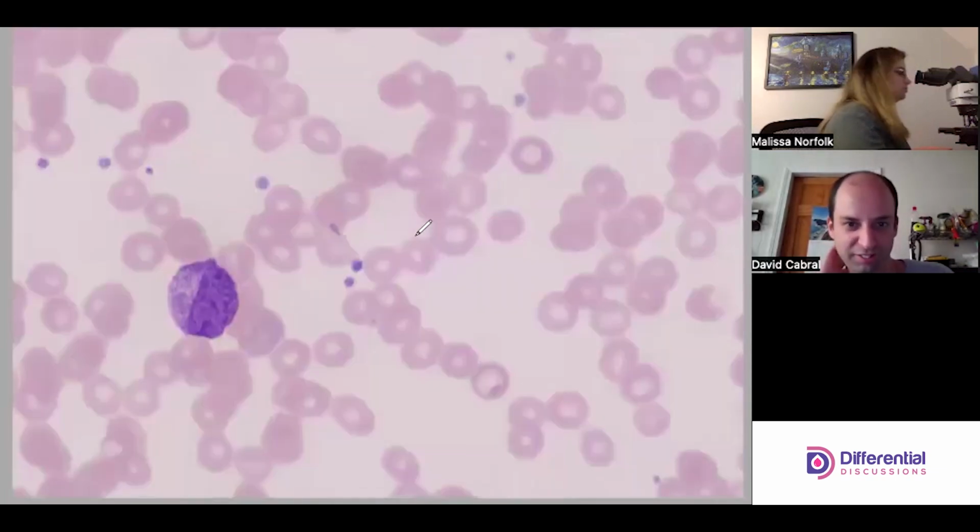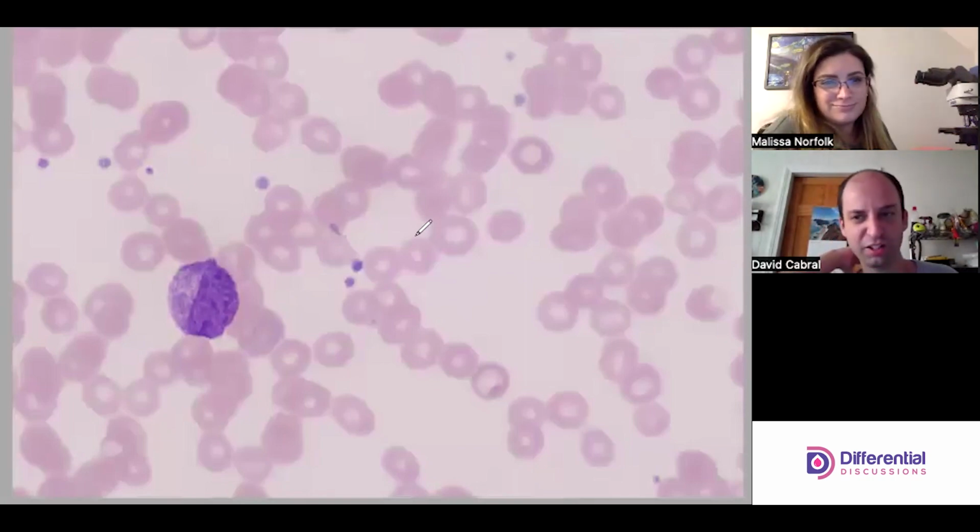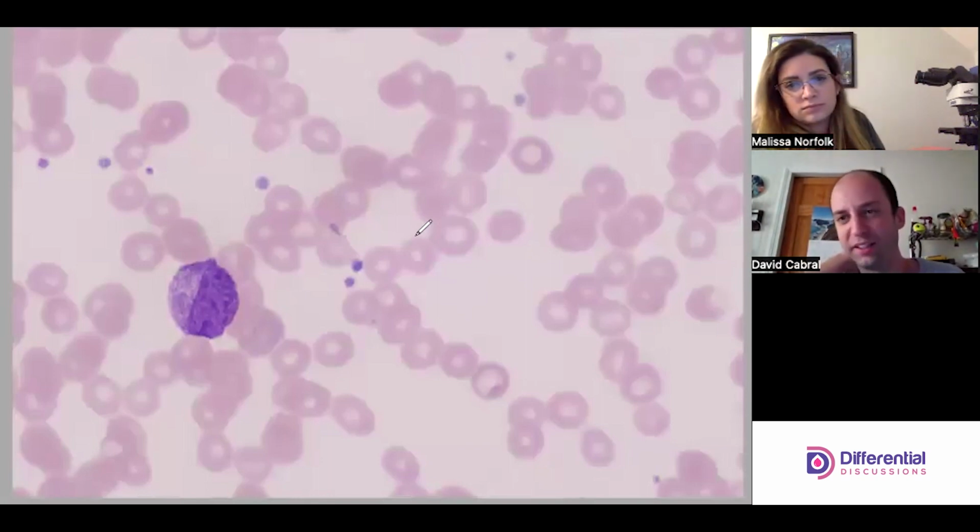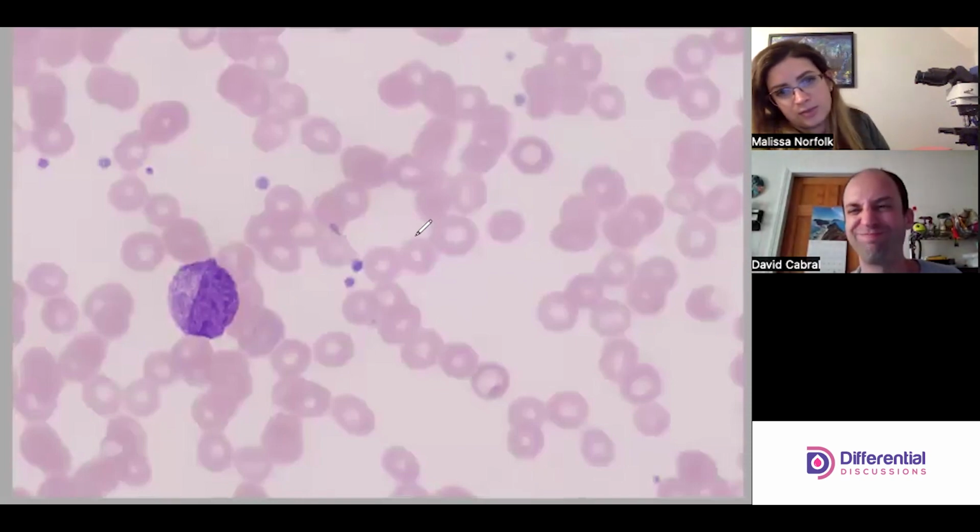Interesting. A lot of color in this one, huh? Right? So this looks like it might be some kind of an immature granulocyte. Myelo, meta. Yeah. I would probably go with meta because it looks like it's in between the two. Yeah, rounding up for sure.